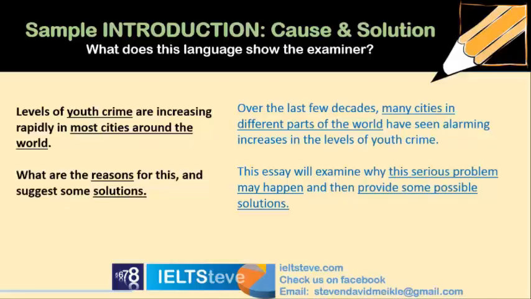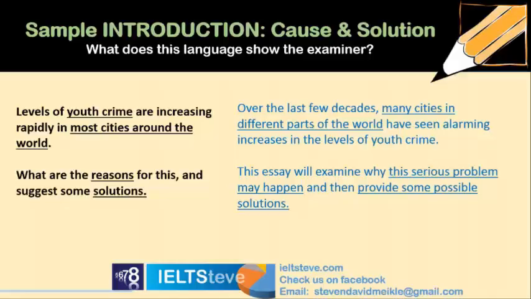In the thesis statement, the second sentence, notice that we've got, again, the using referencing. This serious problem may happen. That's a good modal verb there, may happen. So that's a future modal structure there, and provide some possible solutions. That's a good solution, cause-solution thesis statement.